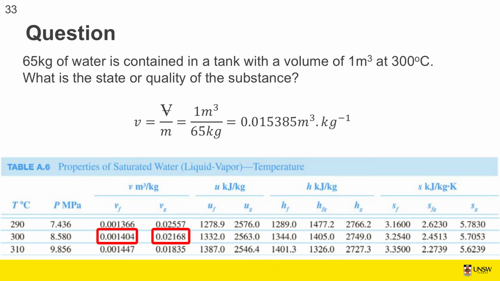If it was more than, so say, let's just take a different hypothetical case, right? Say you got a specific volume of 0.04 meters cubed per kilogram. What would that indicate to you about the substance? Cool. That it's a superheated vapor. So if it was saturated, it would have a specific volume of exactly that. If the specific volume is greater than that, then it's a superheated vapor.